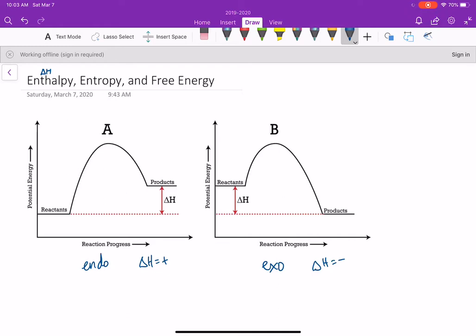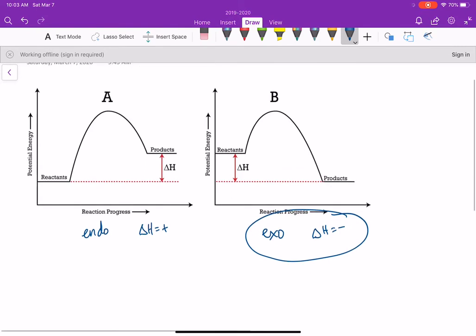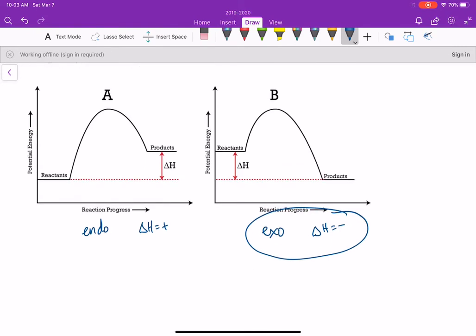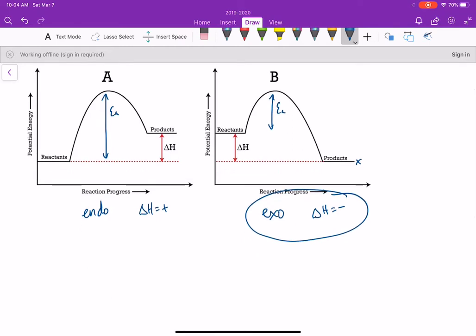One of these is way more likely to happen, and it's this one, okay? Because obviously the activation energy, if you look here, is way less than this one. Also, products are at lower energy down here than the reactants, right? Things are going to only react if they put themselves in a better situation, a more stable situation, okay? So you'd think that only exothermic things happen in life, right?